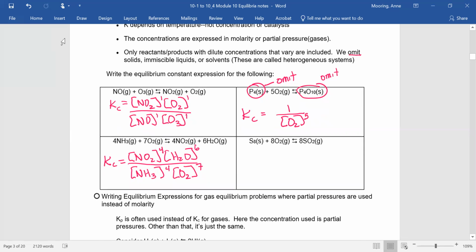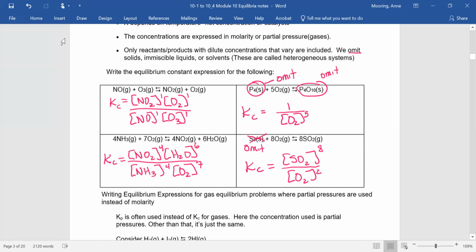Let's take a look at the last one. Before we even start to write these, we look to see if there's anything we should omit. Yep, we're going to omit the sulfur. So Kc is going to be equal to SO2, sulfur dioxide, raised to the 8th power, and oxygen molarity raised to the 2nd power.